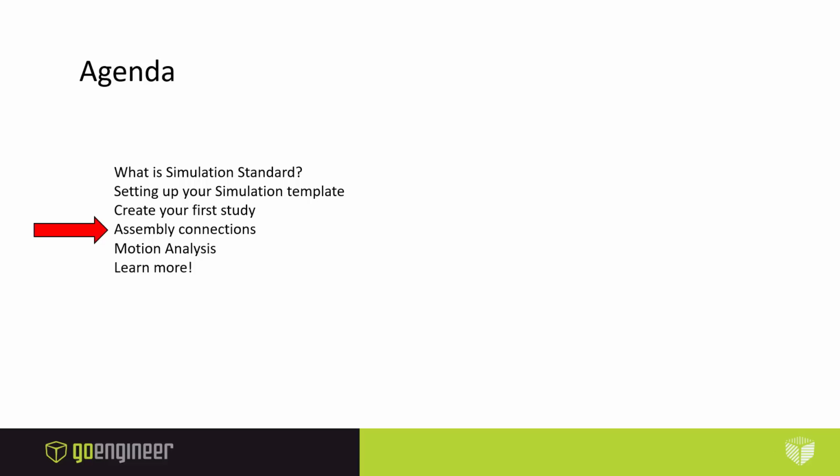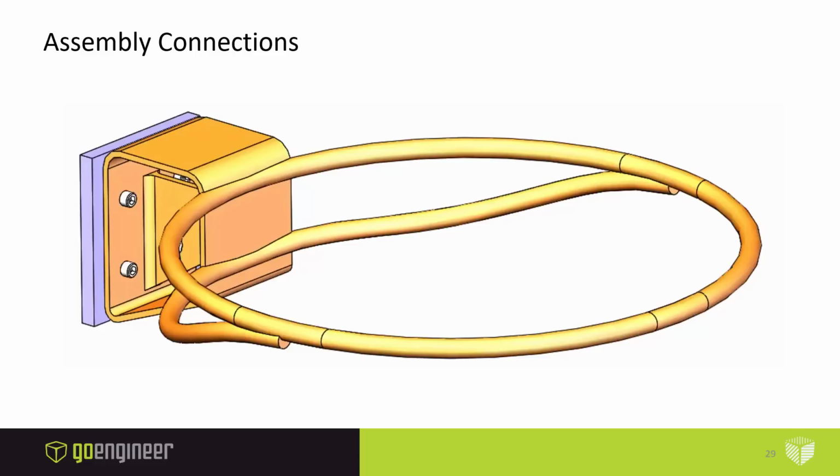Now what I like to do next is move on to some assembly connections. We're going to do another static study, but this time we're going to use some assembly connectors. Specifically, another tutorial model, this basketball hoop. We're going to use bolt connectors to connect the back of this hoop to the backboard.